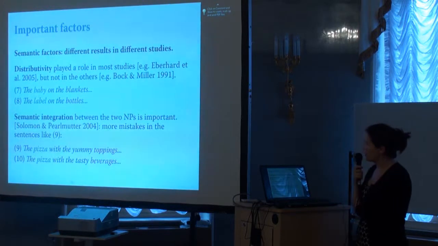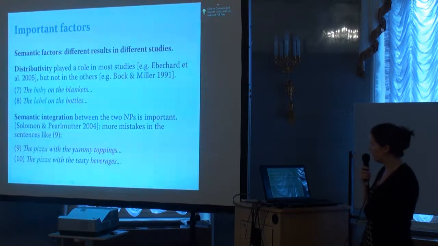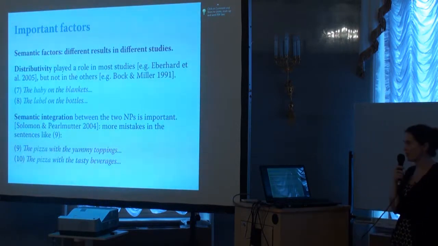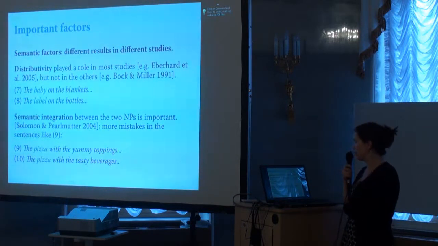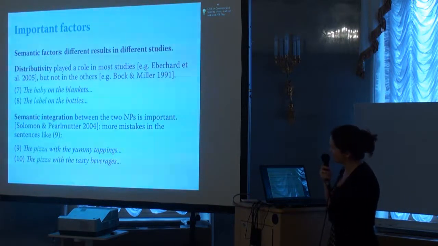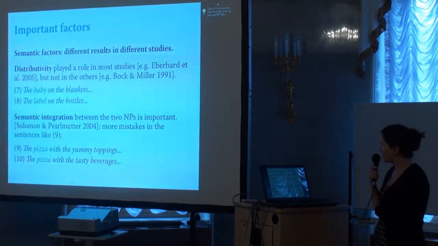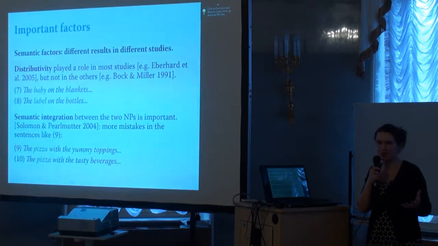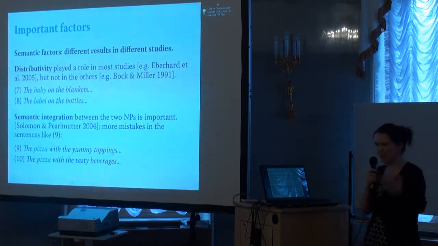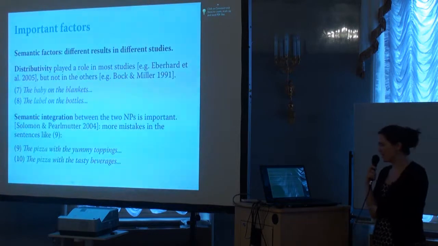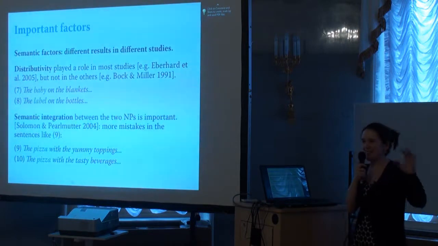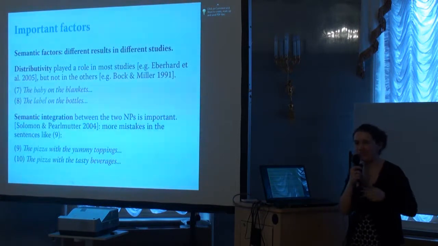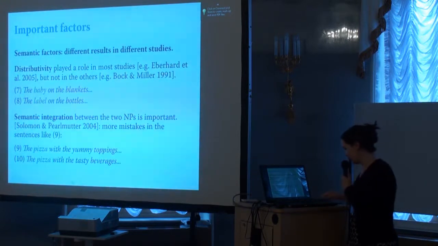Then some studies show that semantic integration between the two noun phrases, the head of the subject phrase and the dependent element, is important. So, for example, one study showed that there are more mistakes in the sentences like 9 than in the sentences like 10. So in 9, the pizza with the yummy toppings, the toppings are actually part of the pizza. So it's one object. And in 10, the pizza with the tasty beverages, so you have, hopefully, your pizza separately and your beverages on top of your pizza, but as a separate thing.